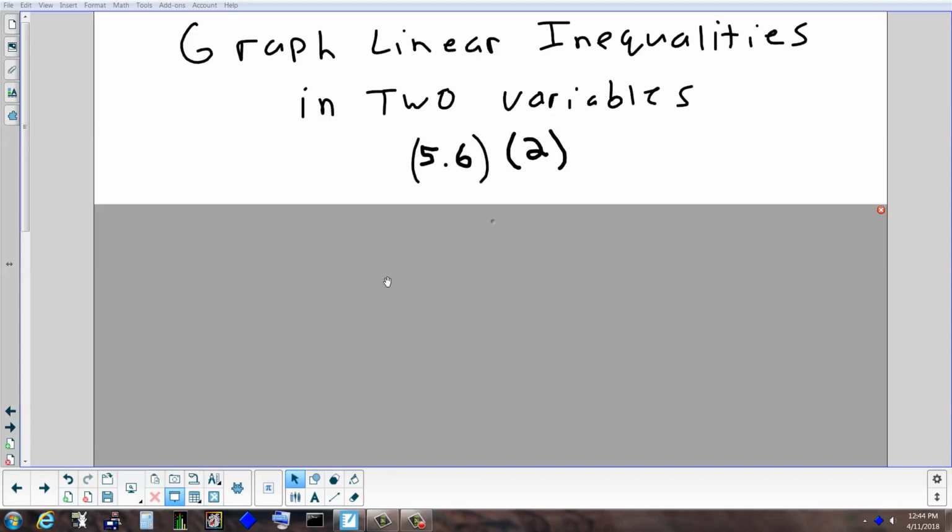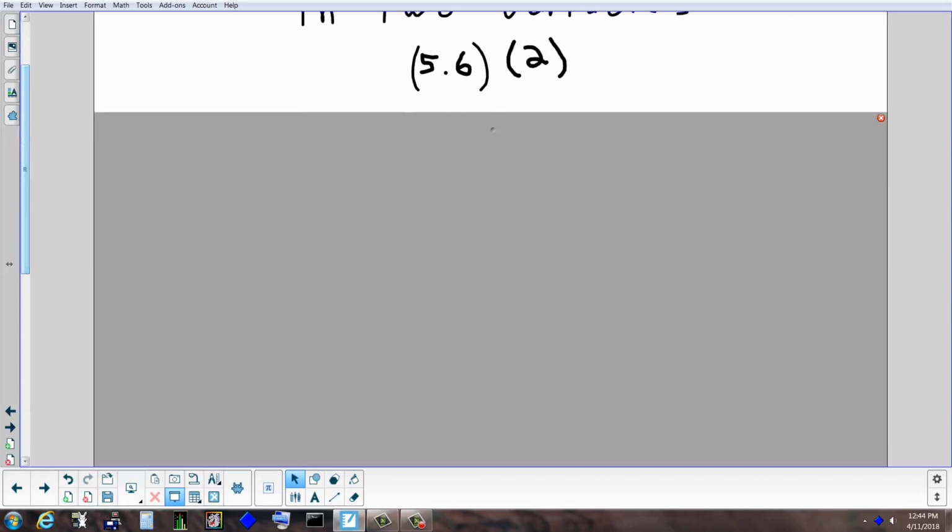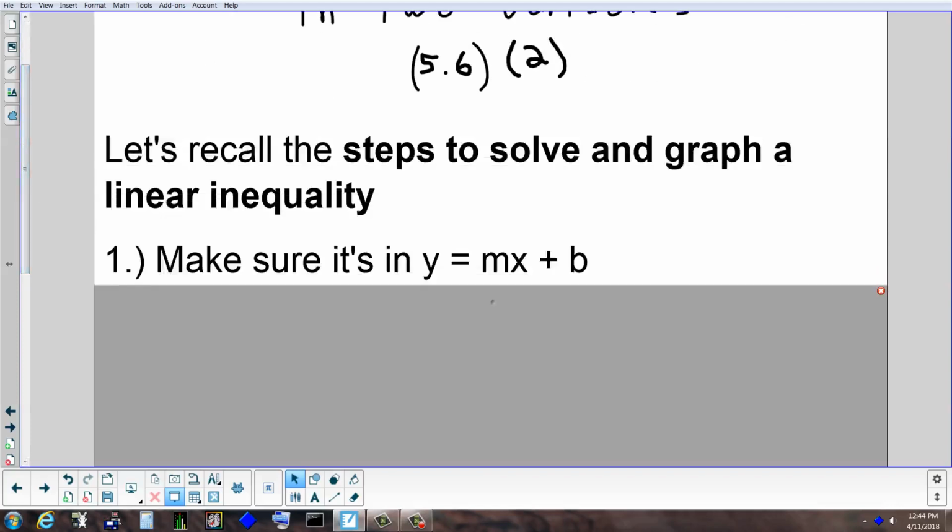Valerie? Make sure it's in y equals mx plus b. Okay. Yeah, make sure it's in y equals mx plus b. Nice job with your notes from yesterday. That's good. All right? So yes, make sure it's in y equals mx plus b.